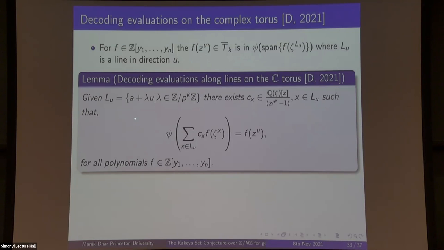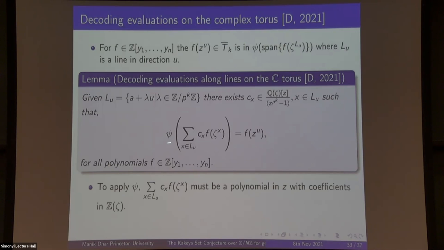So the precise statement is you have your line in direction u. You have some constants over this ring, for each of the points on the line, such that if you take the linear combination of the evaluations of this polynomial with these coefficients and you apply your mod p map, you spit out f evaluated on z raised to little u. Okay? So hopefully the statement makes some sense.